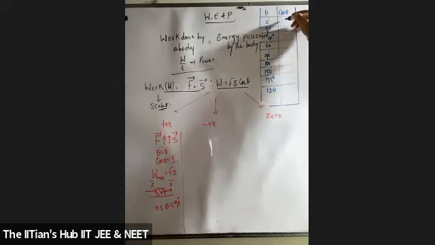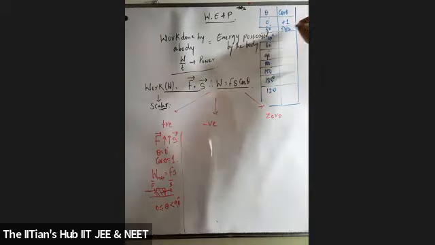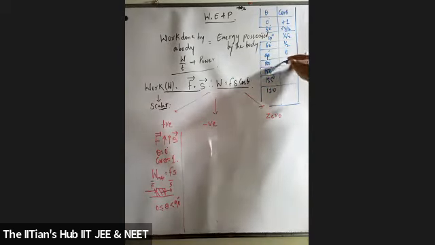Since cos of 0 will be plus 1. Cos of 30 will be root 3 by 2. Cos of 45 will be 1 by root 2. Cos of 60 will be 1 by 2. Cos of 90 will be 0. Cos of 180 will be negative 1.